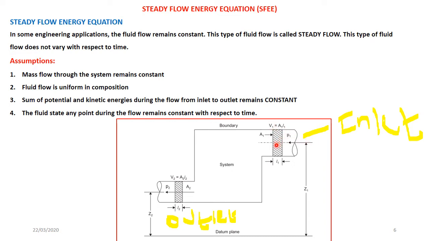So the height from the reference, this is the reference line or datum plane, both are the same. From the reference to here is Z1. Similarly, from the reference to here is Z2. So the main things here are the pressure P1 and volume V1, which enter in the area A1, and at the outlet it goes with pressure P2 and the area A2.